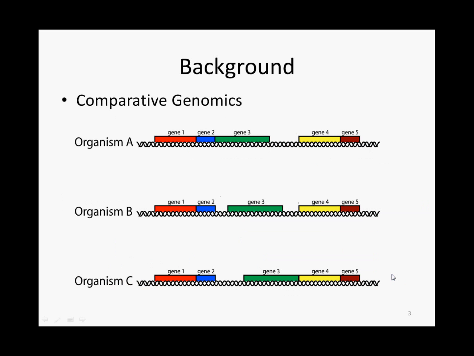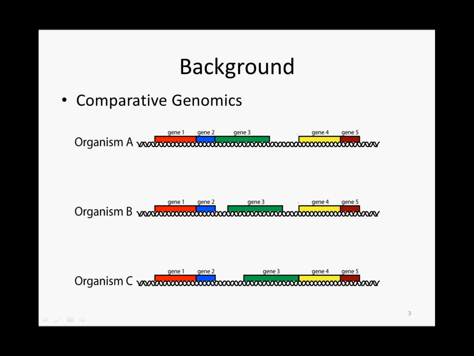Okay, so what people have been interested in doing, especially in microbial species, is comparative genomics, where they sequence the genomes of various species, determine where the genes are and what they are, and then compare those genes across species. So in this case, we've got 3 organisms, organism A, B, and C, and as you can see, here's a segment of each of these organisms' genomes, bits of DNA, and you can see the placement of genes across all these organisms.